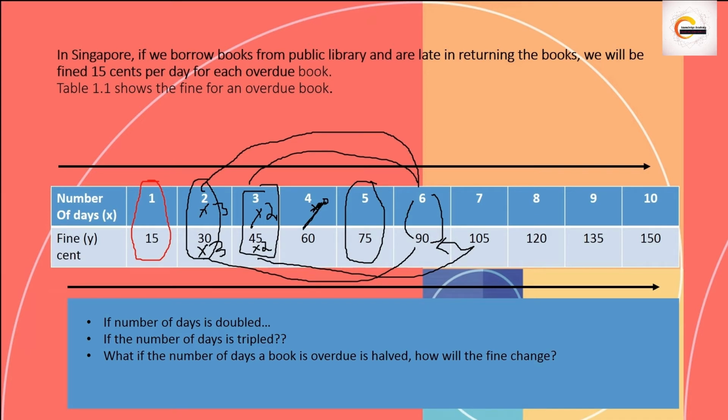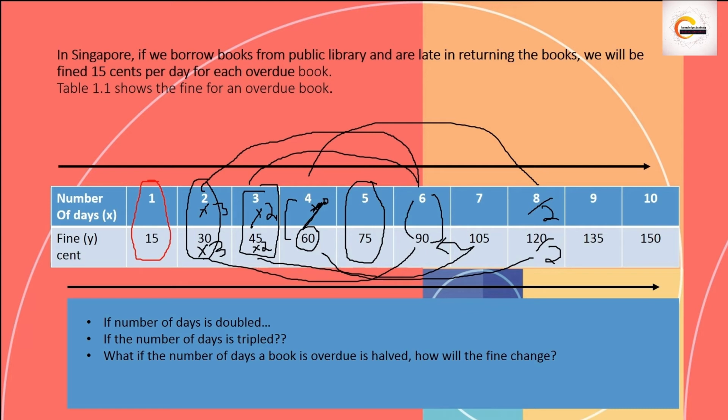If the number of days a book is overdue is halved, how will the fine be? Let's consider this case. Let's make it half. 8 divided by 2 is 4. Let's go to number 4. What will happen to the fine? Alright, the fine is 60, and we all know that half of 120 is 60.